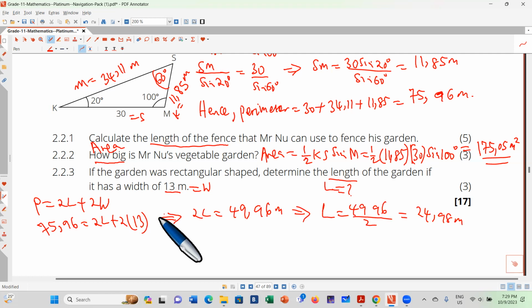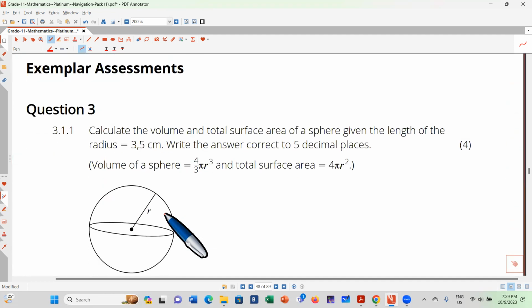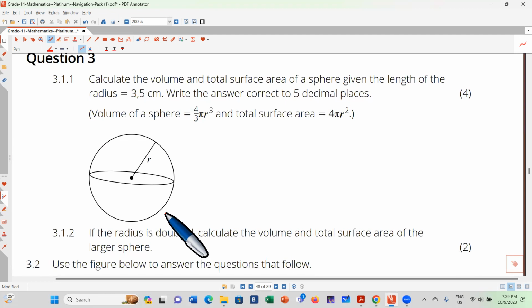Okay, let's look at the next question. They might not ask the sine rule only, but they might give some other shapes like this one. They can ask you to calculate the volume and total surface area of a sphere given the length of the radius. Write the answer correct to 5 decimal places. The volume of a sphere is 4/3 pi r cubed, and the total surface area is 4 pi r squared.